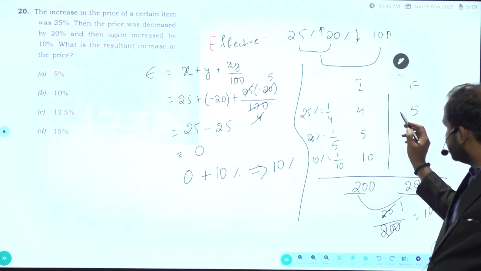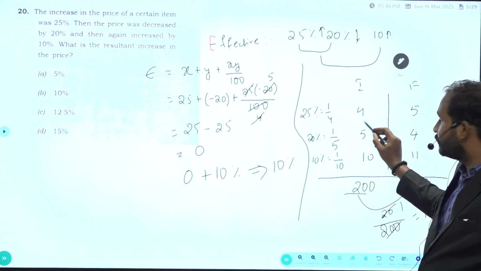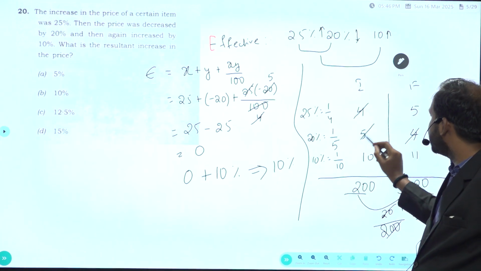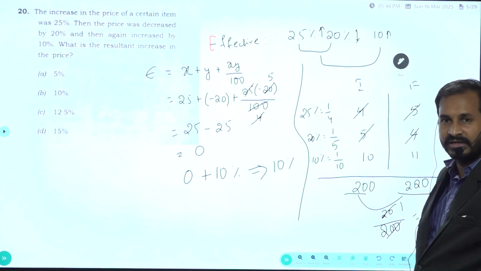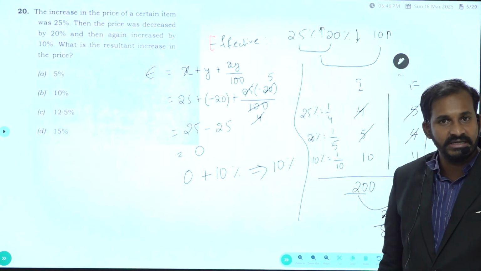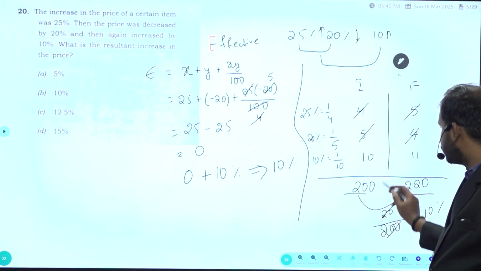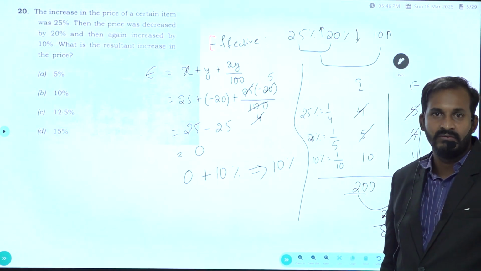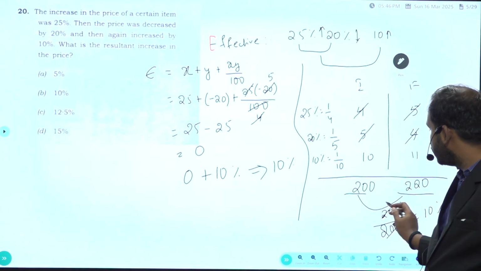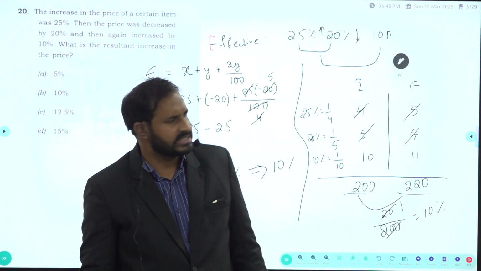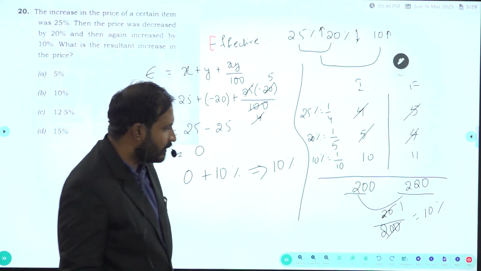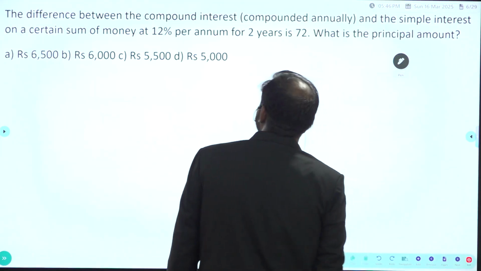But at the same time, as I have already told you, if there is anything in common, you can cancel them. If I cancel them, here I will get 10 and here I will get 11. So there is an increase, right? Increase by what? 1 value. So 1 by 10 into 100, that becomes 10% for us. Like this we can solve this problem. Now we will see the next problem.